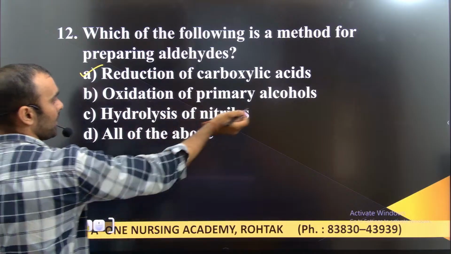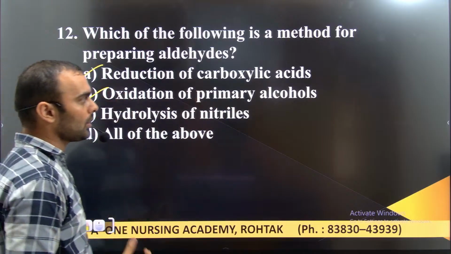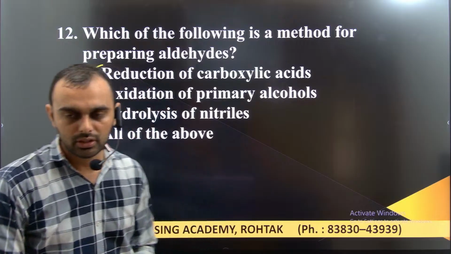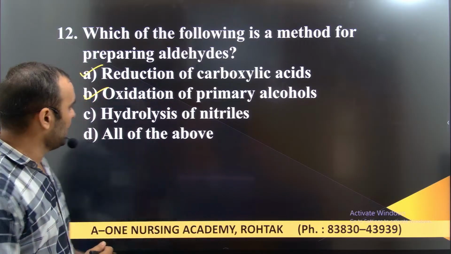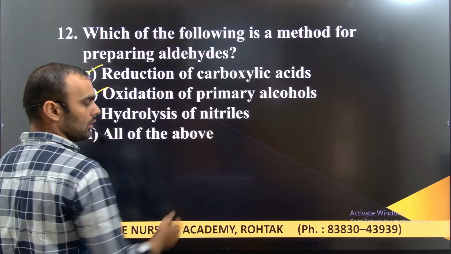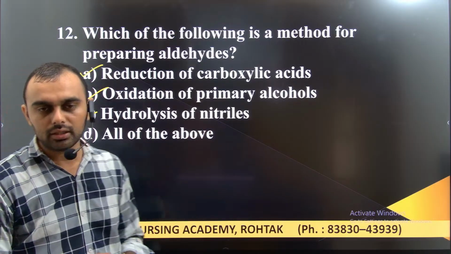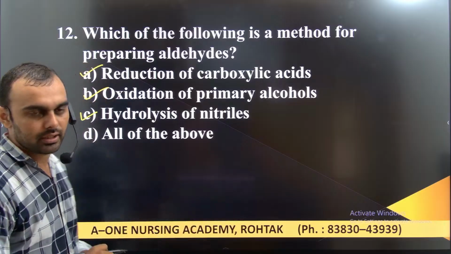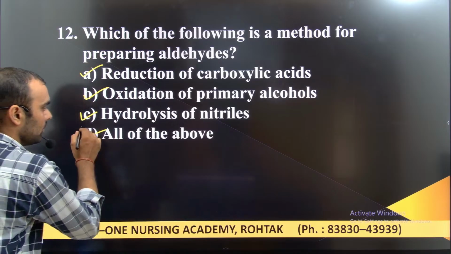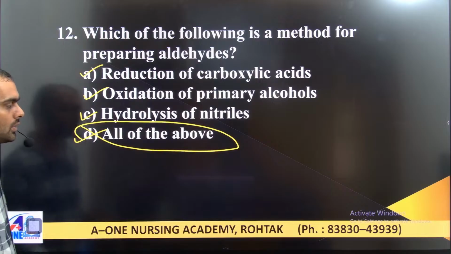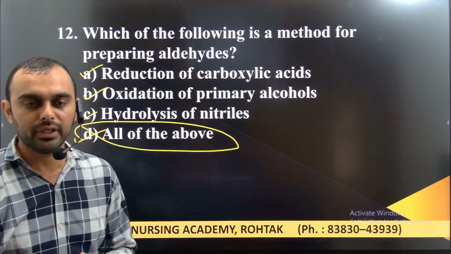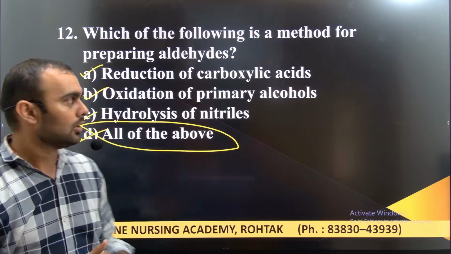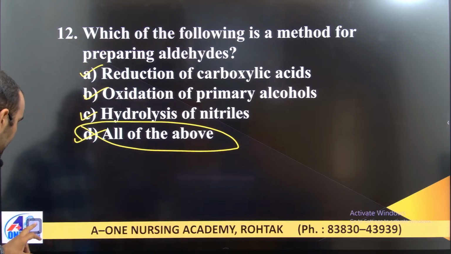Okay. Oxidation of primary alcohol. This can be used for the preparation of an aldehyde also. So primary alcohol always gives the aldehyde. And hydrolysis of nitrile also gives the aldehyde. Stephen reduction, we can use this one. So all of the above, that is the right choice for this question. So all these methods are used for the preparation of aldehydes.